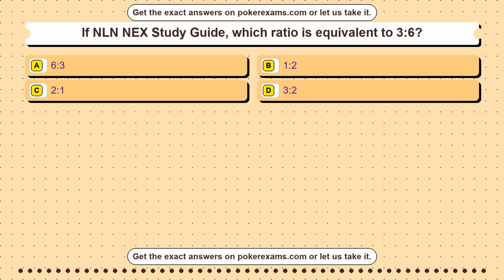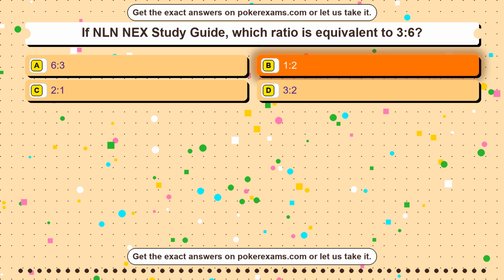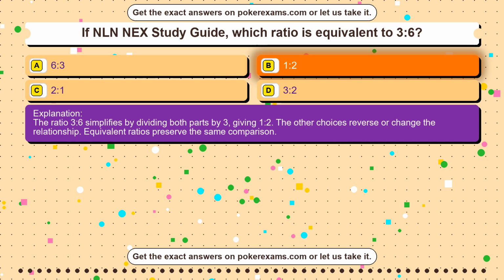Question 40. If NLN NEX Study Guide, which ratio is equivalent to 3:6? Option A 6:3. Option B 1:2. Option C 2:1. Option D 3:2. The correct answer is option B, 1:2. The ratio 3:6 simplifies by dividing both parts by 3, giving 1:2. The other choices reverse or change the relationship. Equivalent ratios preserve the same comparison.